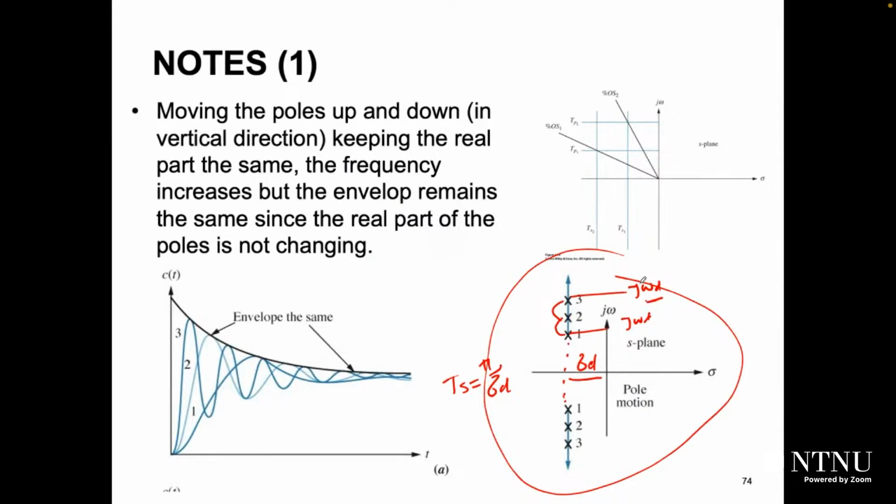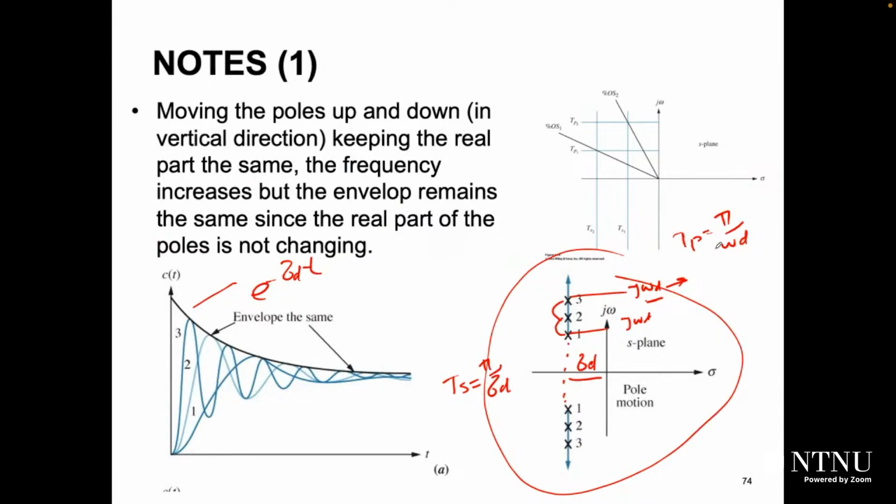So what will happen? You will keep this envelope the same, because it is a function of exponential minus sigma d t, and sigma d is fixed. So you will keep the same settling time, and your system will settle down in the same time. But what will change is the damped natural frequency, omega d. And what is omega d connected with? It is connected with the peak time, because the peak time is pi divided by omega d.